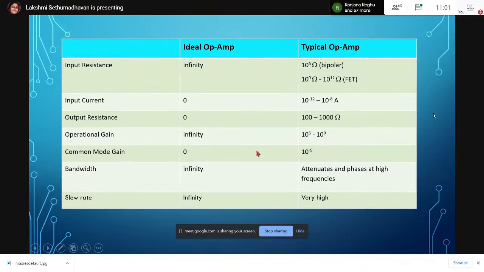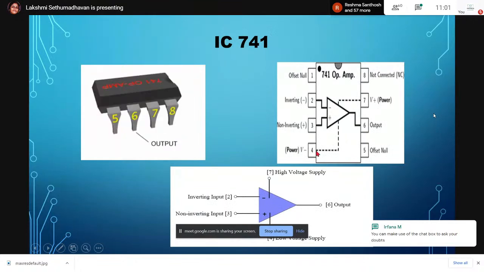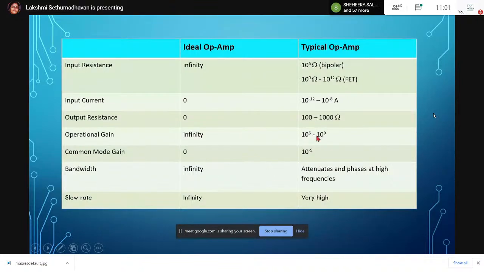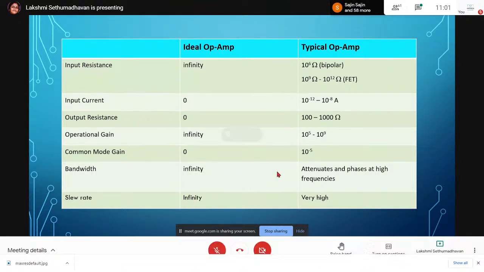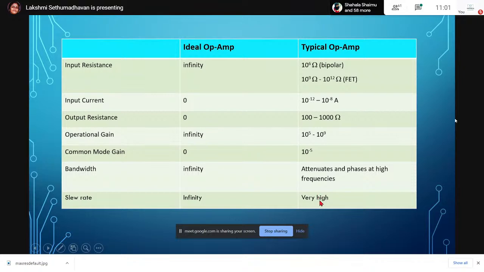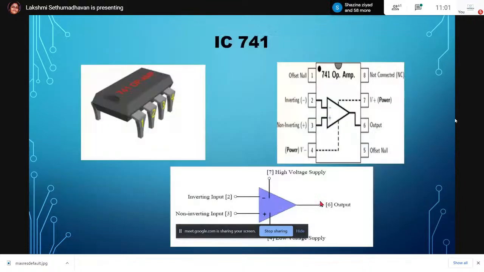Common mode gain, 0. That is, ideally, we don't want the common mode signal to be amplified. But practically it will have a slight small value of, say, 10 raised to minus 5, which is really insignificant. Then bandwidth: infinity ideally, but practically after a few megahertz it will get attenuated. Slew rate: you want it to be infinity. Definitely you will have a high value for an op amp. So these are the ideal and real cases.